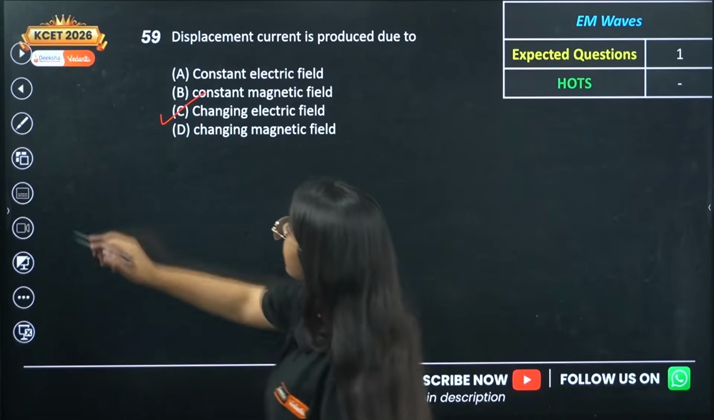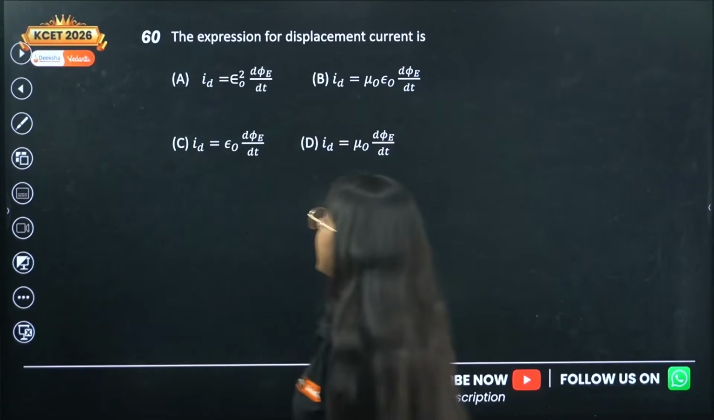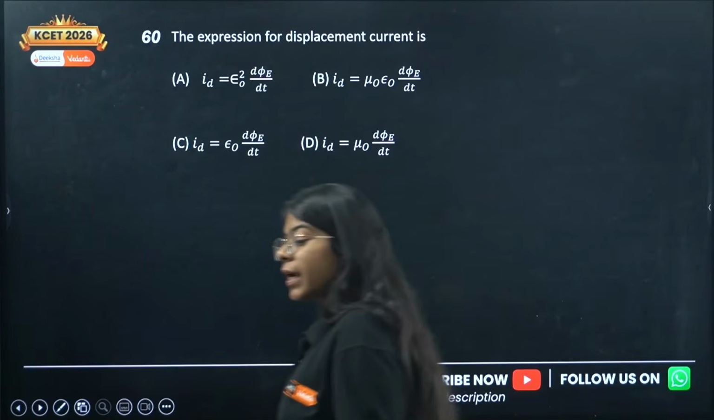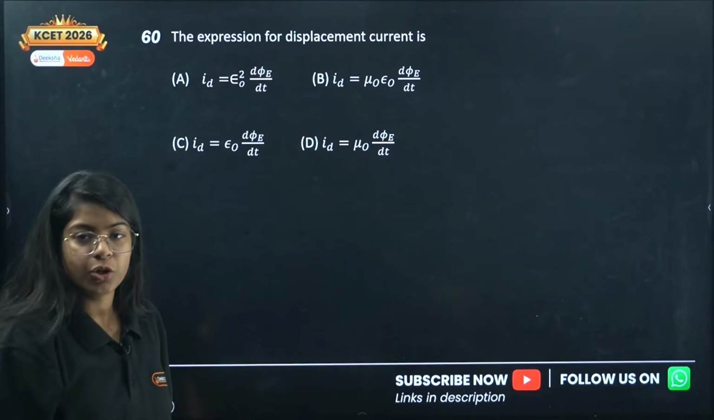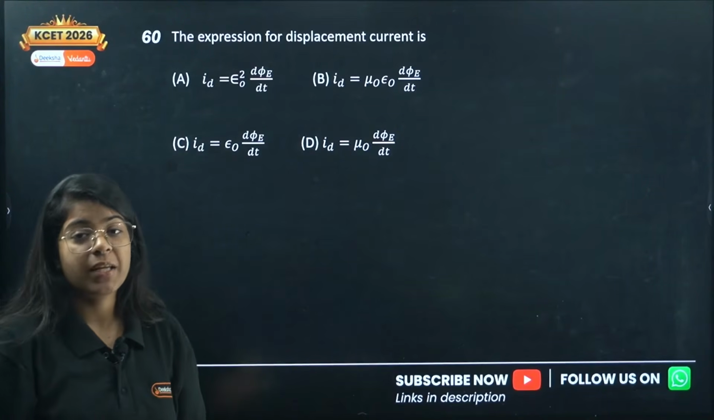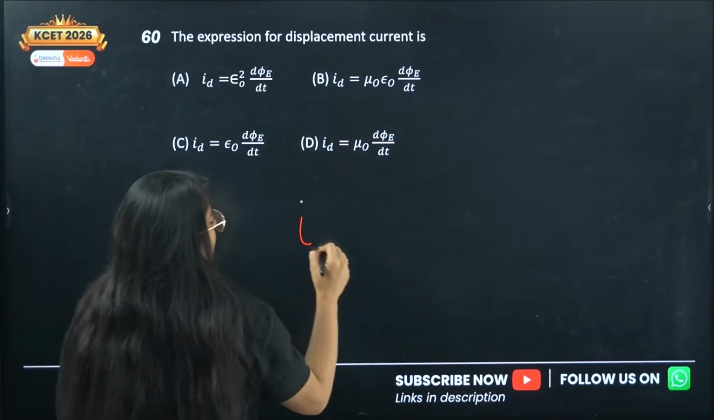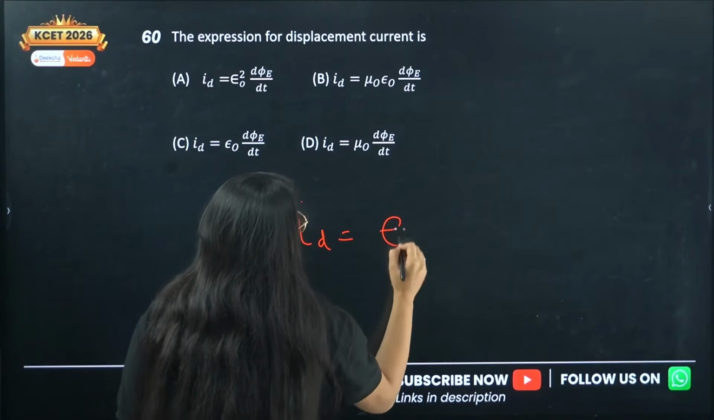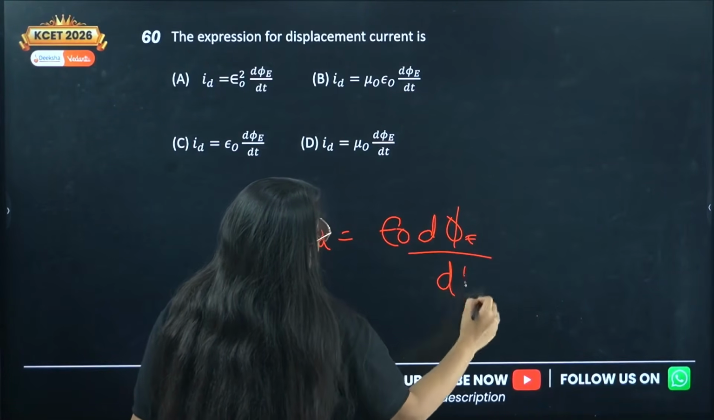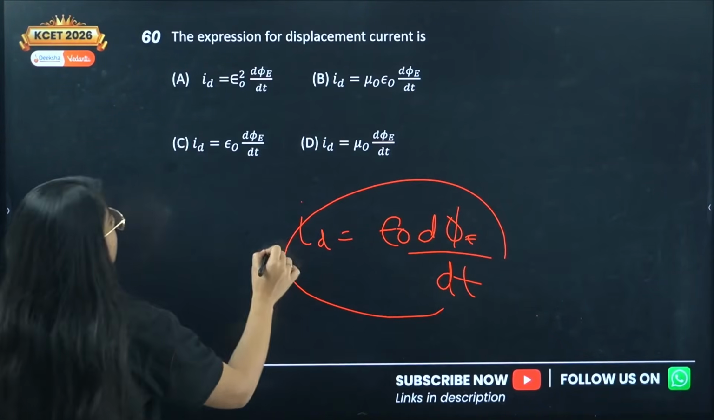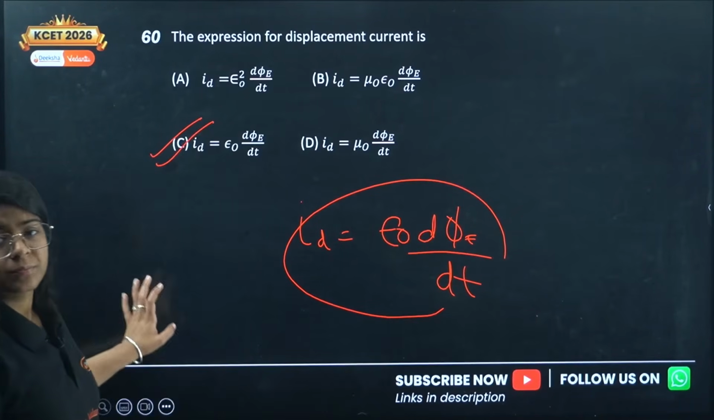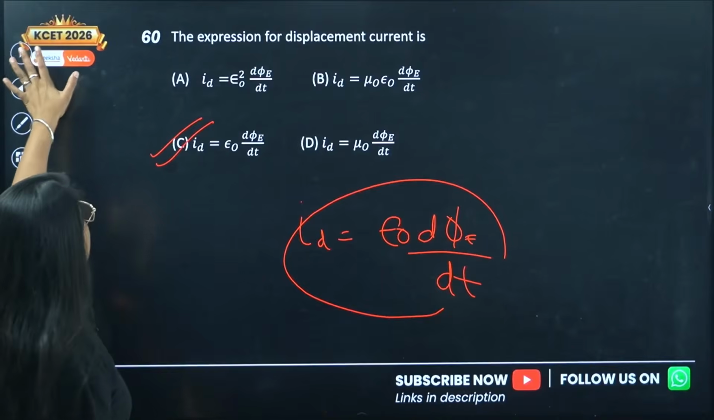Okay. Next, 60th says the expression for displacement current. Now displacement current is a very important topic. You should know about its definition, its cause, why it is happening, its formula. So the basic formula of displacement current is epsilon naught d phi E by dt. Now you can just match it with option C. That's simple, it's just that simple.